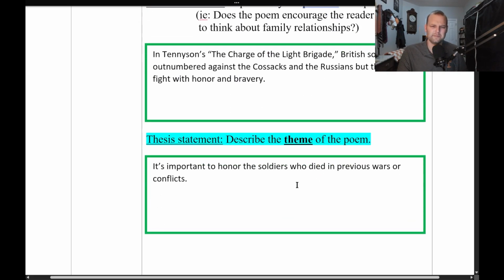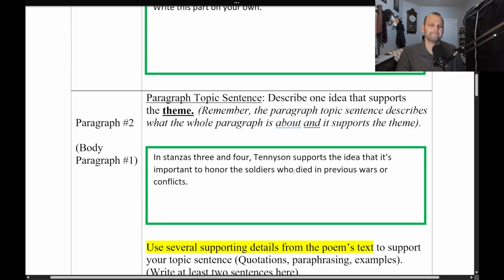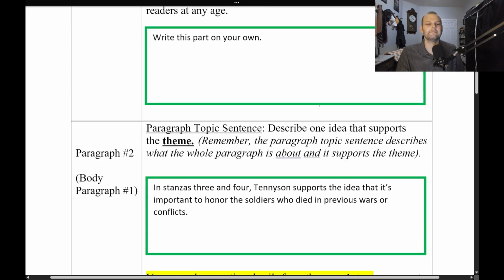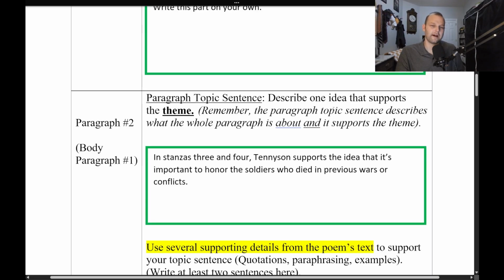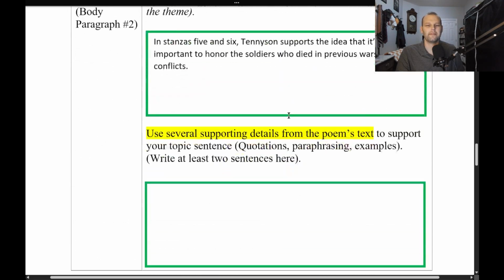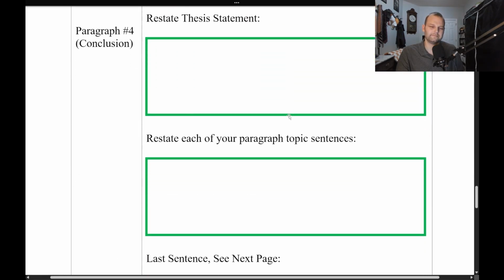What's the main theme of the poem? It's important to honor soldiers who died in previous wars or conflicts. Provide some more context. Write your paragraph topic sentence, just as we discussed earlier. And I'll show you an example.